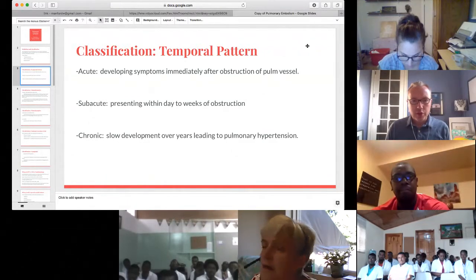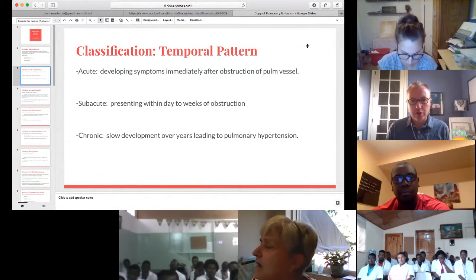These are pretty self-explanatory. So acute being that the symptoms happened immediately, so you would call that acute PE.